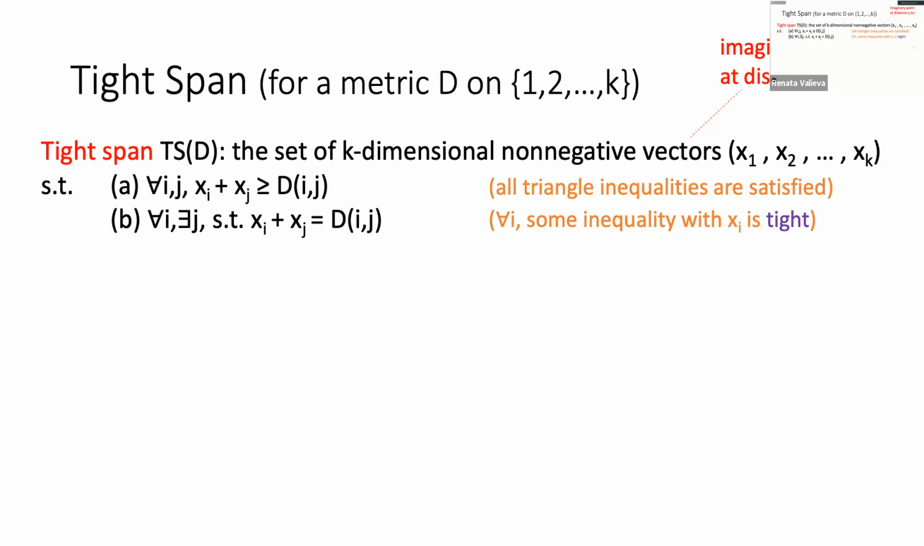So, 2 things to present. First, all triangle inequalities need to be respected. And second, for each i, there has to be some inequality that is already tight, and it is this tight inequality preventing us from further suppressing that coordinate. So please take 10 seconds to look at this definition. It's k-dimensional vectors, all triangle inequalities are satisfied, and for each coordinate, some inequality related to this coordinate is already tight.